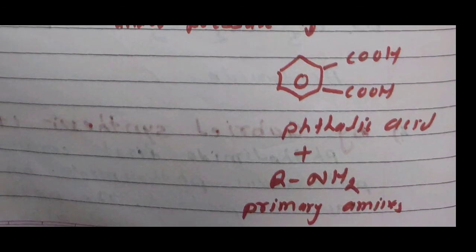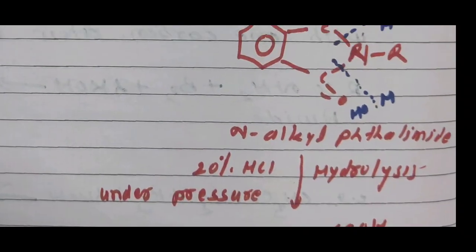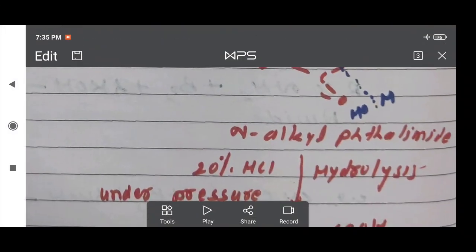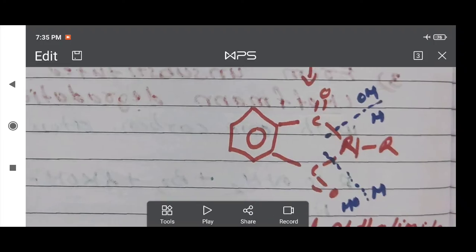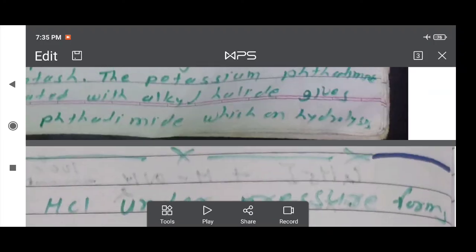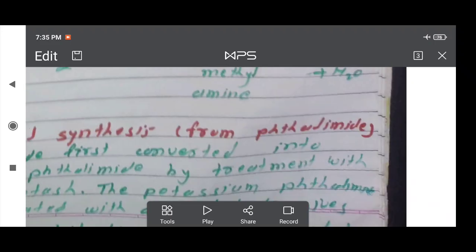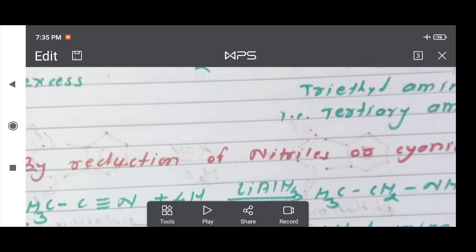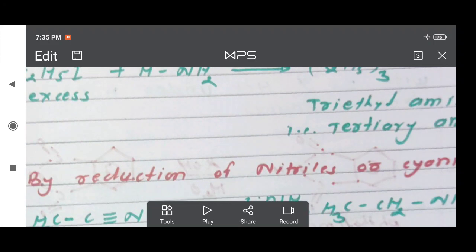These four are the methods of preparation of amines. First, from alkyl halide by ammonolysis; second, by reduction of nitrile; third, from unsubstituted amide; and fourth, by Gabriel synthesis from phthalimide. These are the four methods of preparation of amines.